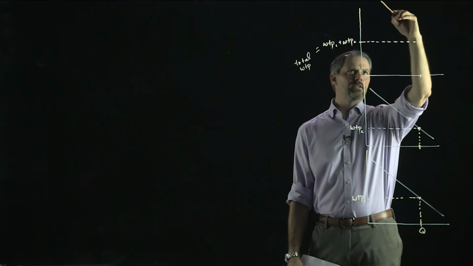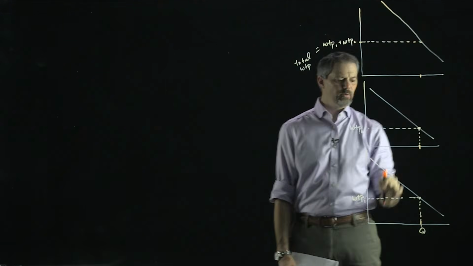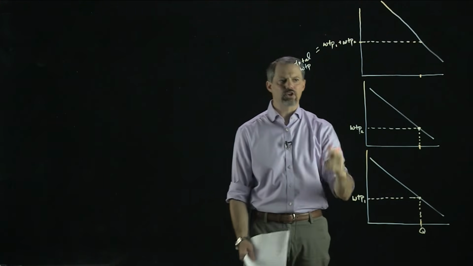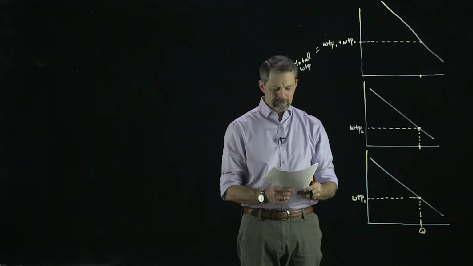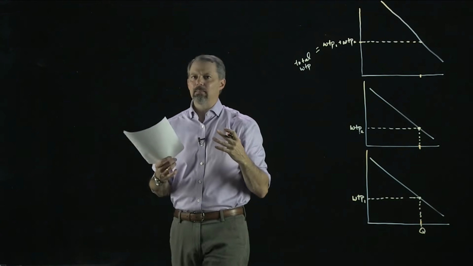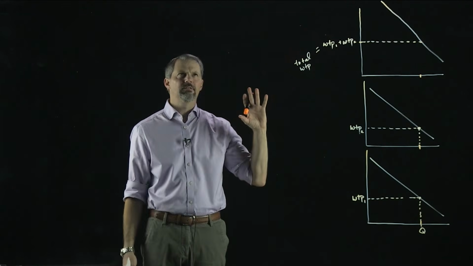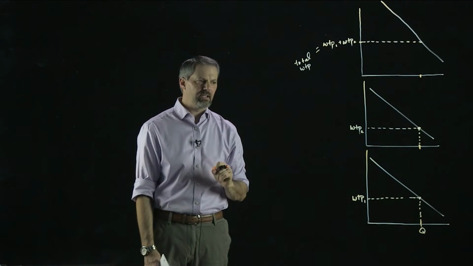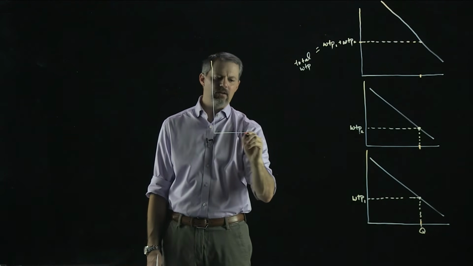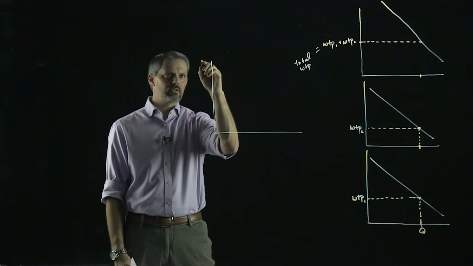And the market demand curve, we would just add up the willingness to pay at each quantity. It's a vertical summation. So if we're thinking about the optimal amount of a public good to provide, then what we would be doing is thinking about a market picture.